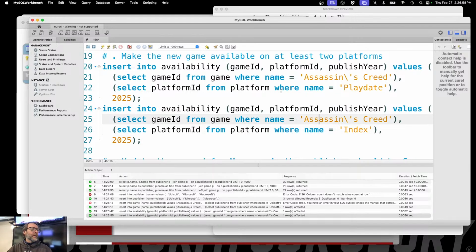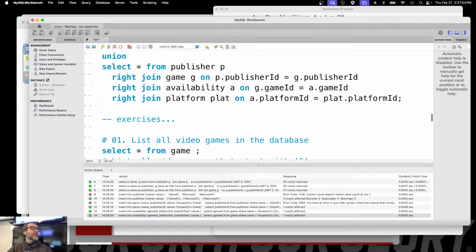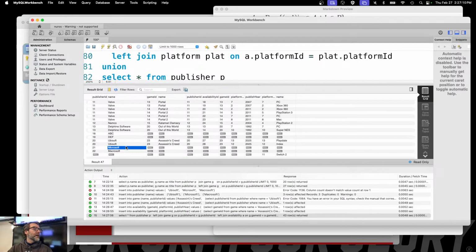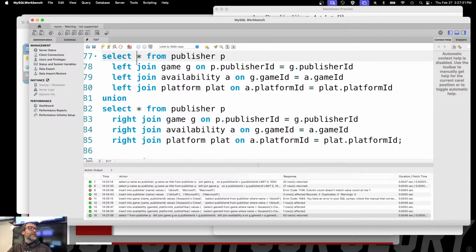There we go. Now, to ensure that that worked, I'm going to come back all the way up here to where I've flattened the entire data model. This union, and let's see if it worked. So there's Macrosoft. Okay, where's Assassin's Creed? There we go. Ubisoft, Assassin's Creed, available on the Playdate and the Index in 2025. So it doesn't matter where you put the union. I could have put this one first and then this one second. And it doesn't even matter where in your code that you put that, as long as it's in the code.